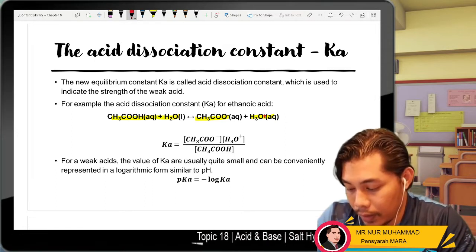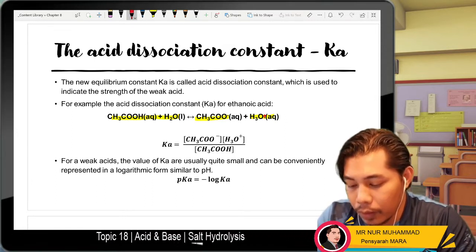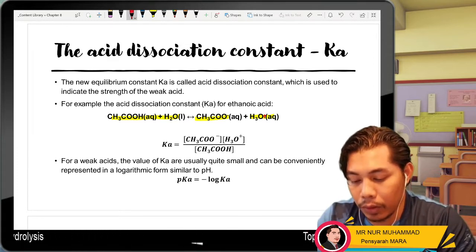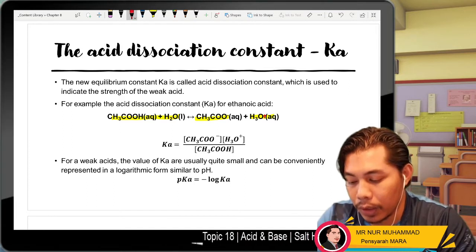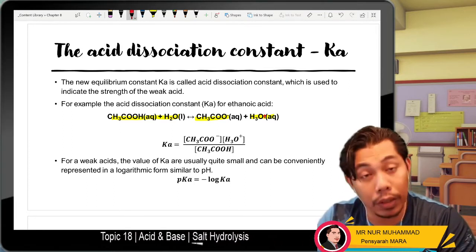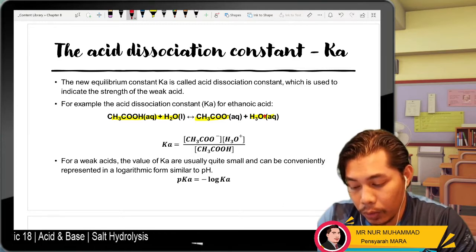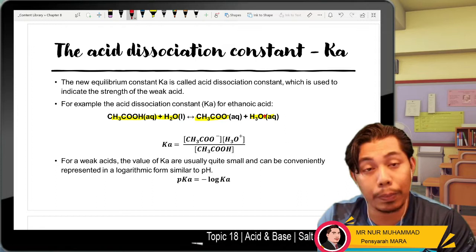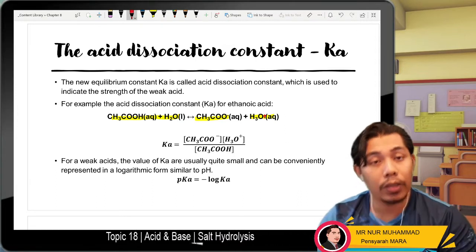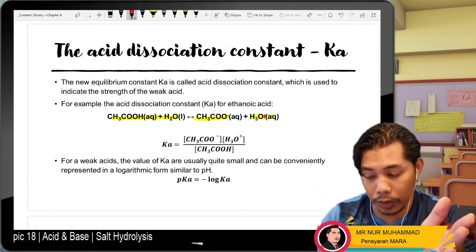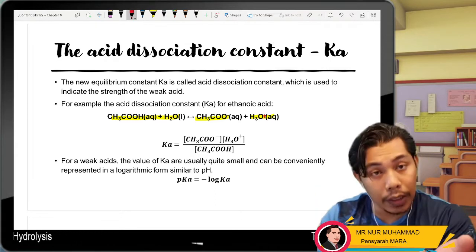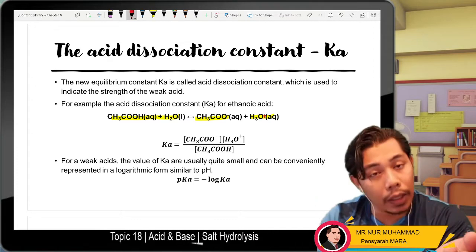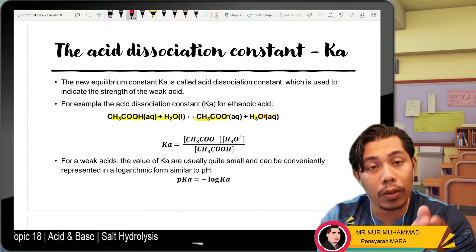For a weak acid, the value of Ka is usually quite small and can be conveniently represented in logarithm form, similar to pH. So from Ka we can find the pKa. We can calculate pH if we know the concentration of hydrogen ion, so we can calculate the pKa if we know the value of Ka. So how to calculate the pKa? pKa is equal to negative log Ka.